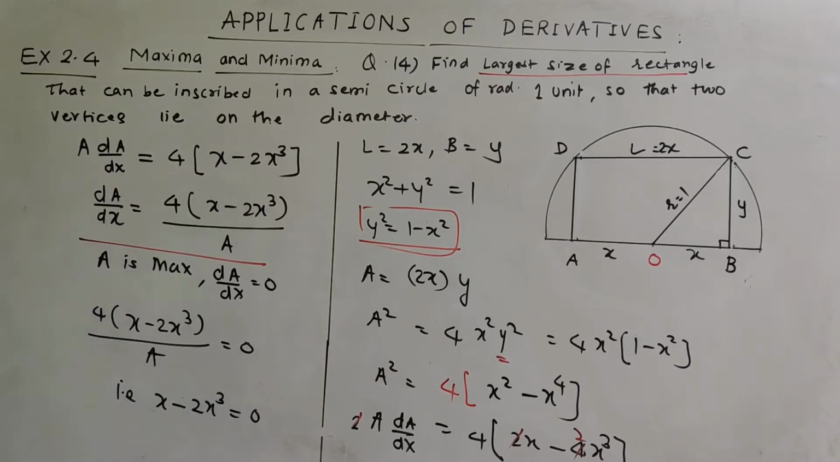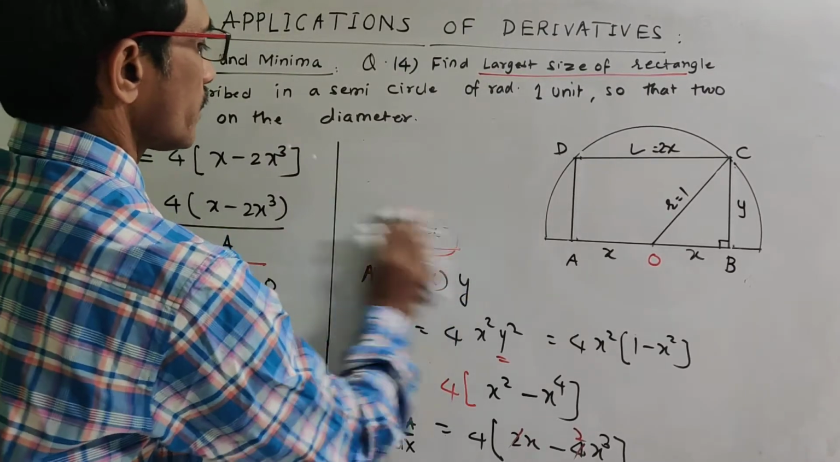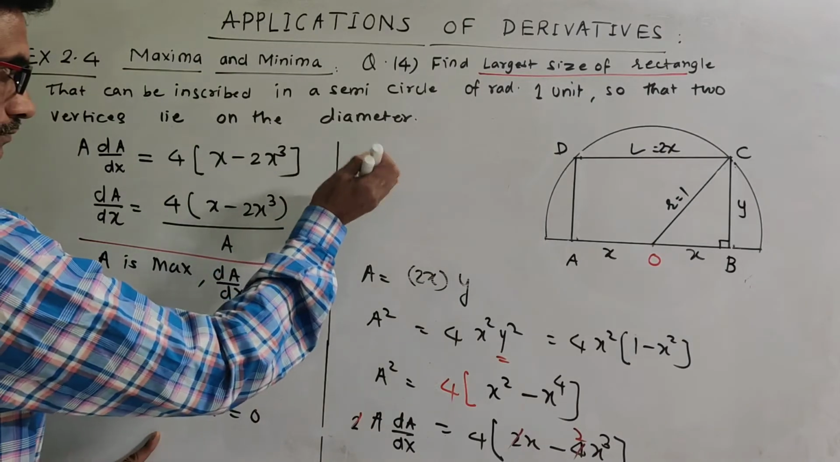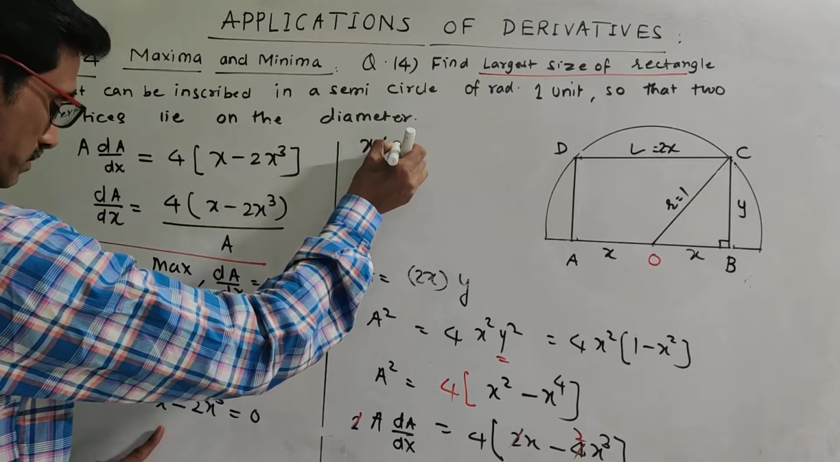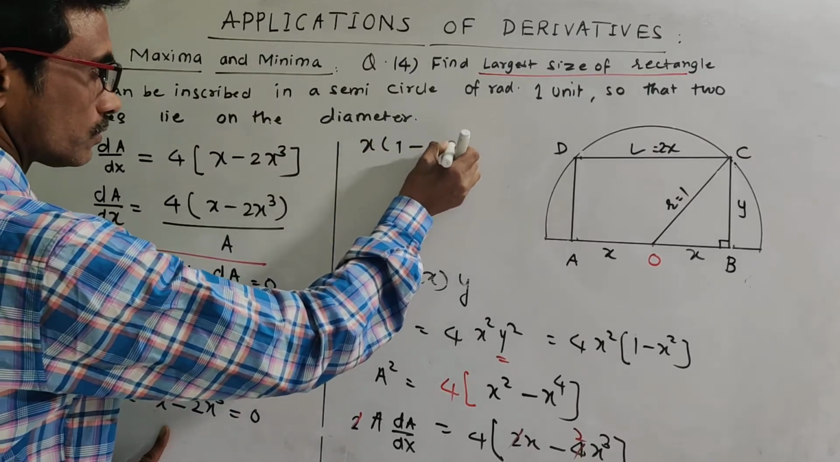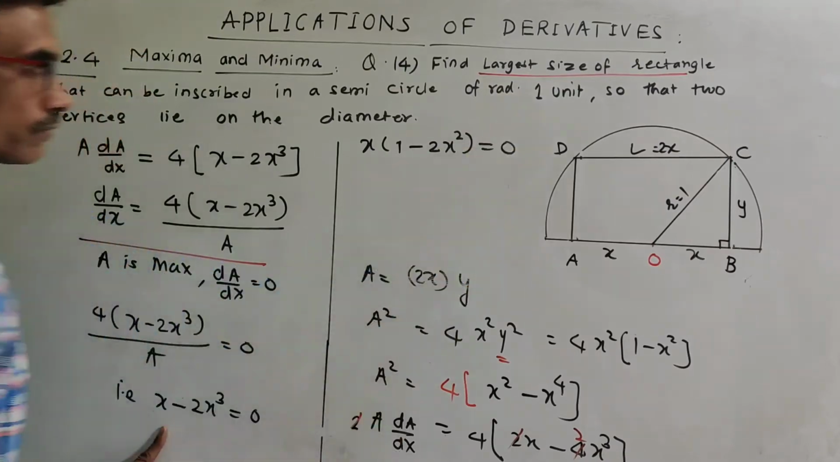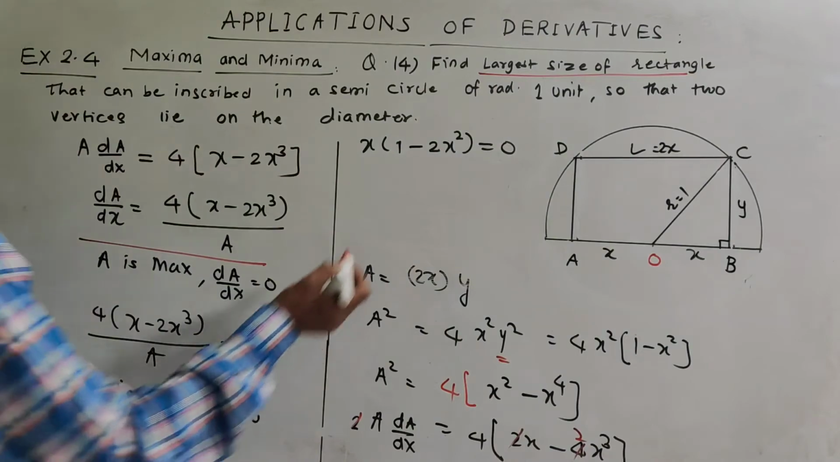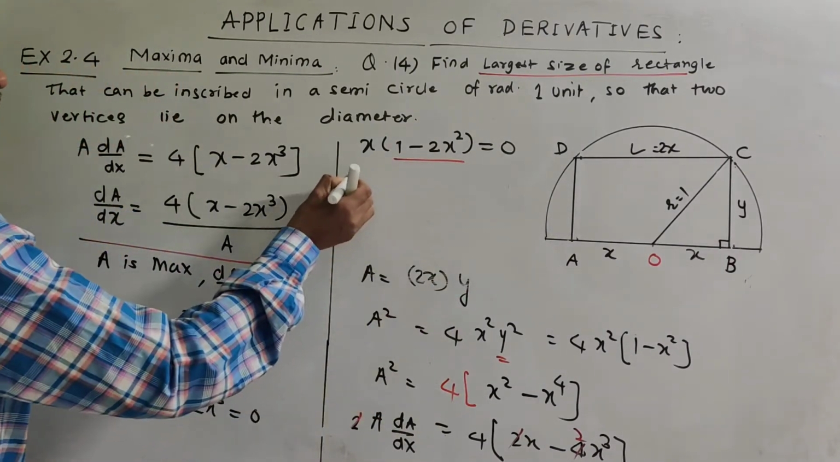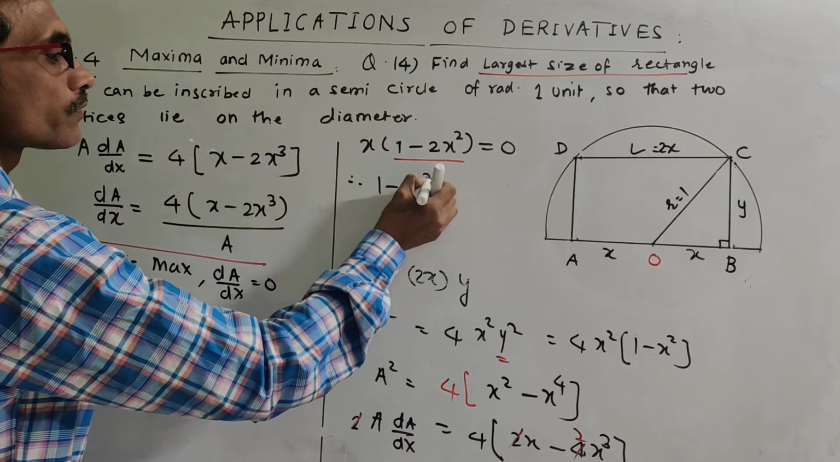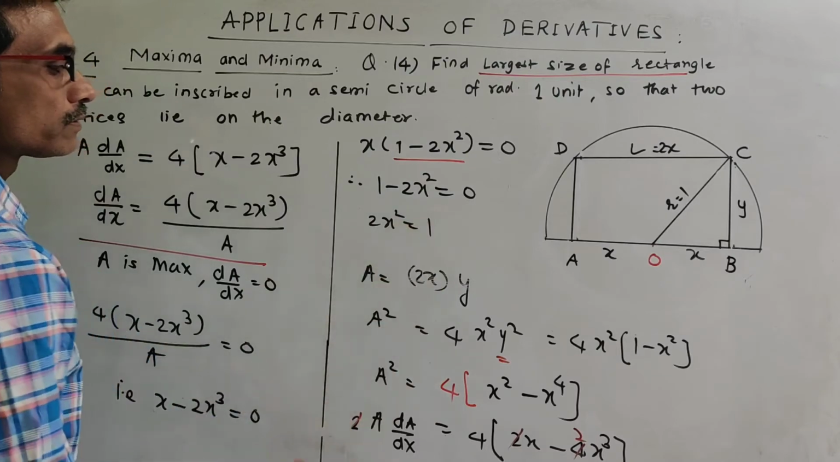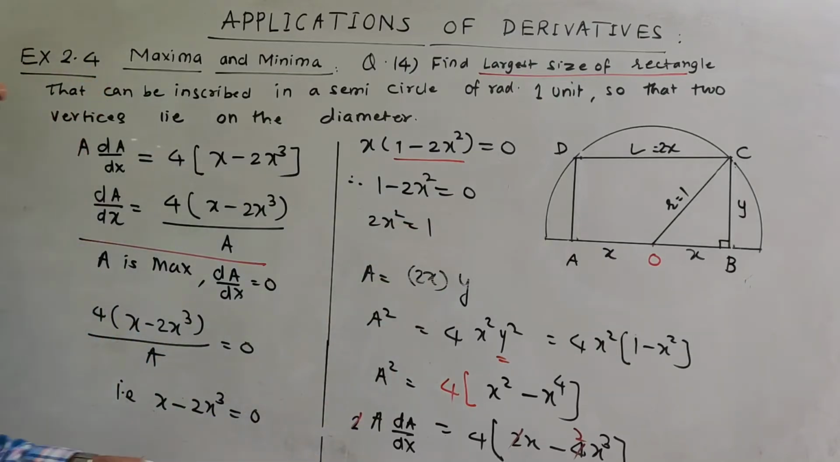Further we solve for x. So x we take common from here. यहाँ से हम x कॉमन लेते हैं. So x into 1 minus 2x square is equal to 0. Here x cannot be equal to 0 over here. So therefore this must be equal to 0. Therefore 1 minus 2x square is equal to 0, and you will be getting 2x square is equal to 1. So x square is equal to 1 by 2.